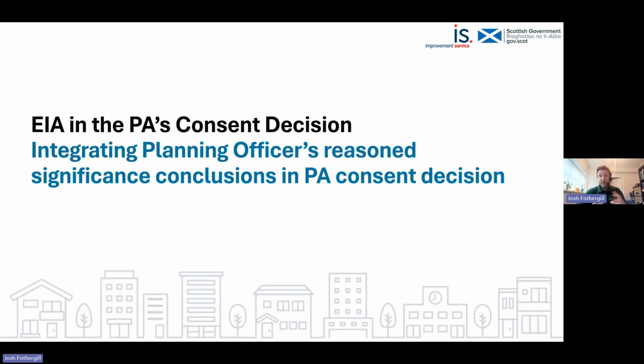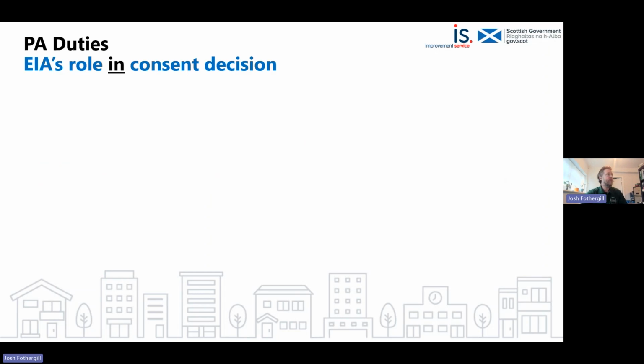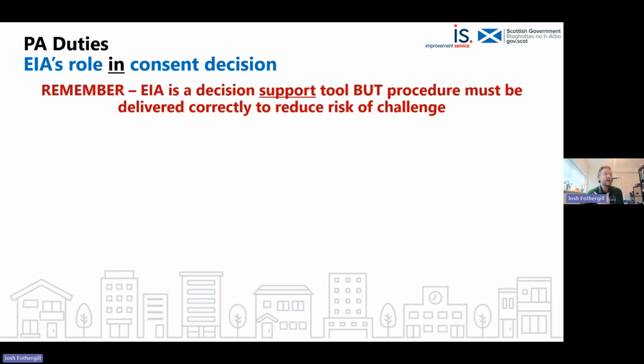So once we've done all of that, you've done all the work, we need to integrate the reasoned conclusions on significance into the actual consent decision. So what are we doing in relation to that? Well, EIA is a decision support tool, but it is procedural, so we need to make sure that everything that we've done, the findings of this, are available and in that actual decision-making process. The information that is there is highlighting to the decision makers, these are the environmental risks. Do you want to move ahead with this or not?